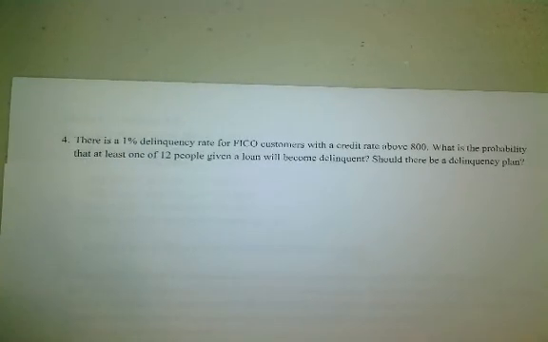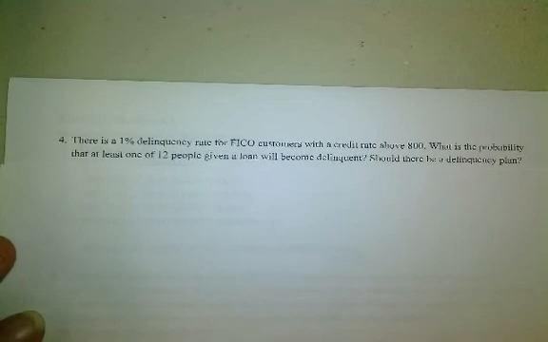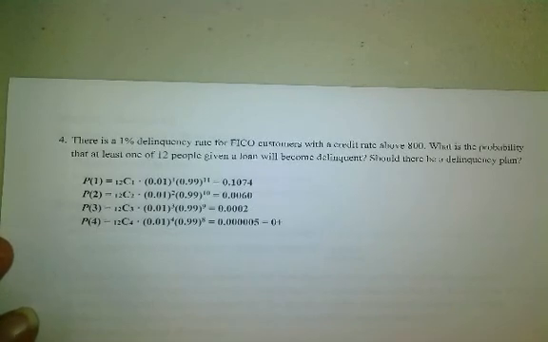So, first off, there is a 1% delinquency rate for FICO customers with a credit rate above 800. What is the probability that at least 1 of the 12 people given a loan will become delinquent? Should there be a delinquency plan? Now, we can make the calculations. And here's what we would calculate to 4 decimal places.